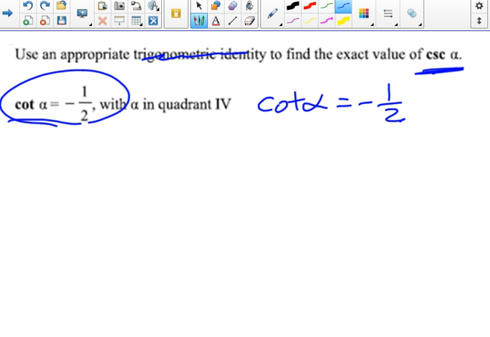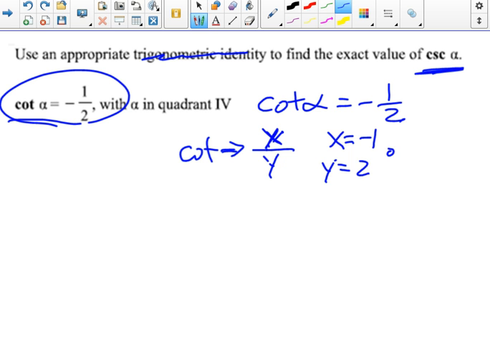Now, let's see. Cotangent is x over y, right? Cotangent is defined as x over y. So I have a choice. Either x is equal to negative 1 and y is equal to 2, or I could have x equal to 1 and y equal to negative 2.